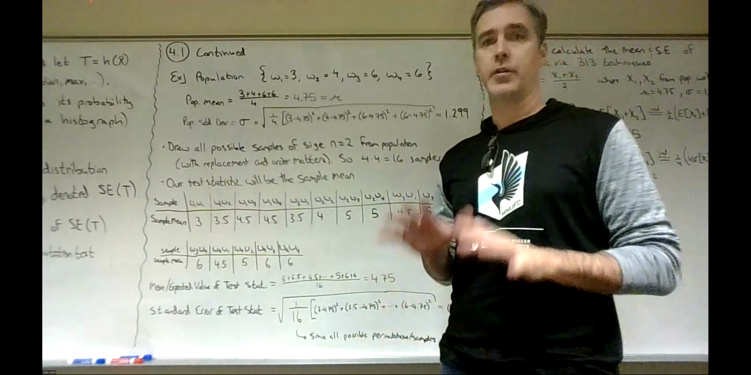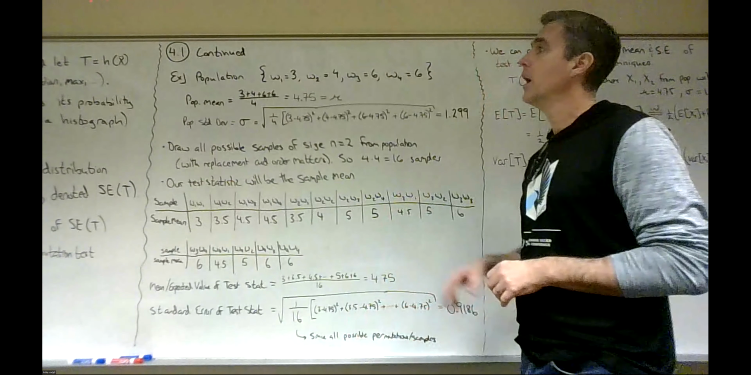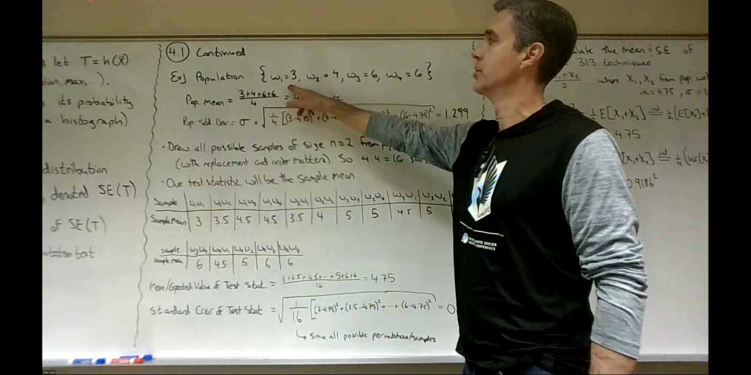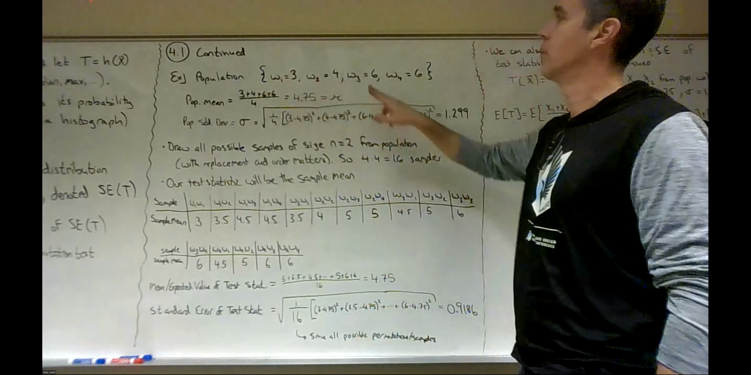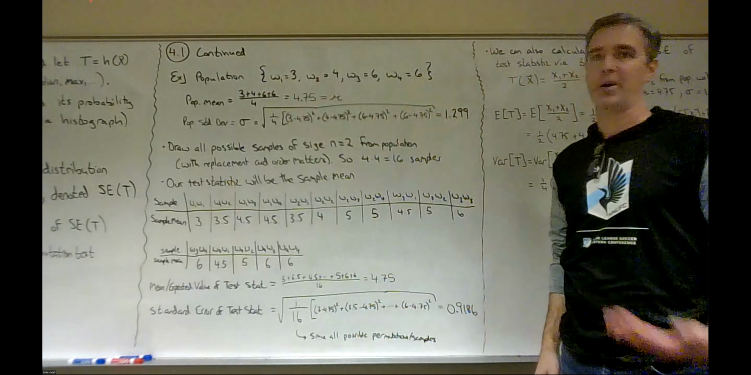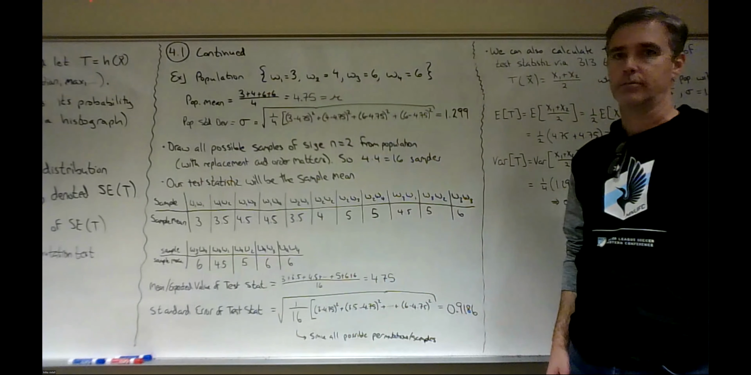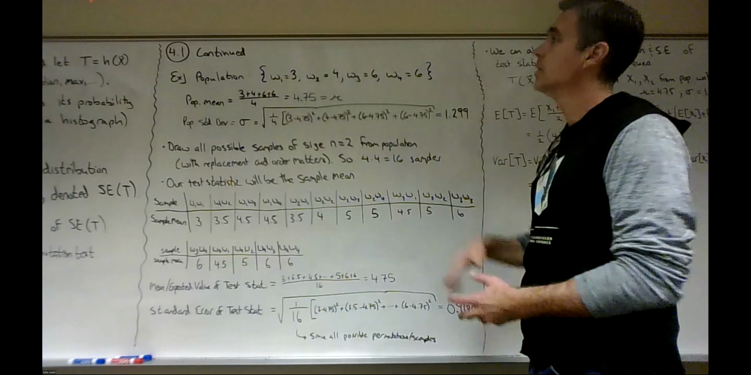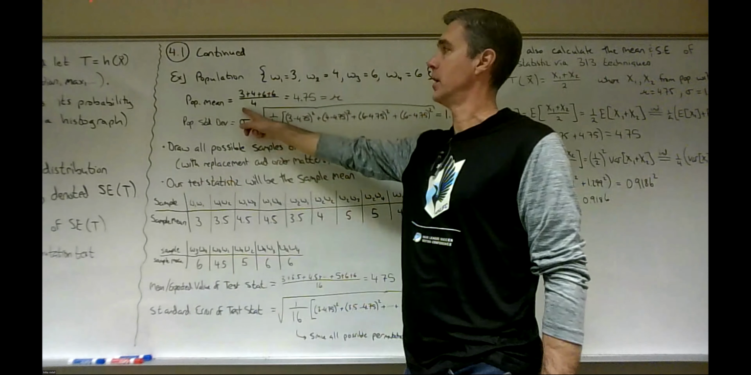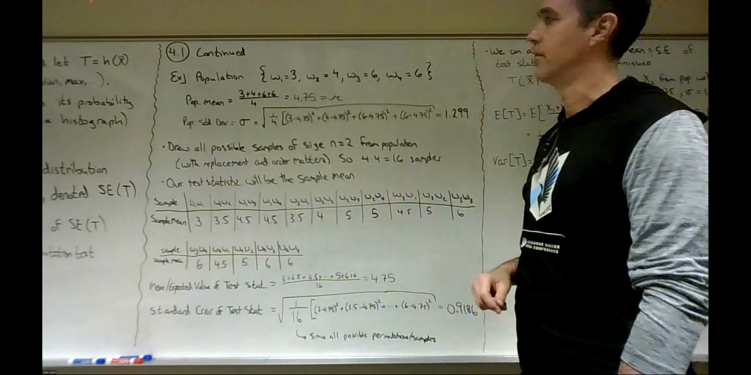So here's an example, a very small canned example. My entire population is these four values. W sub 1 is 3, W sub 2 is 4, W sub 3 is 6, W sub 4 is 6. By the way, pause, copy, play. Okay, so with such a small population, I can easily calculate the population mean and get 4.75.